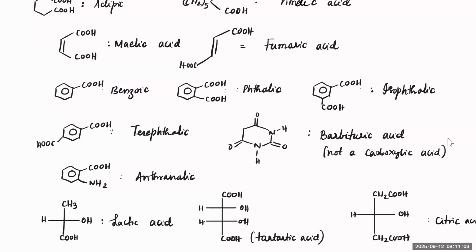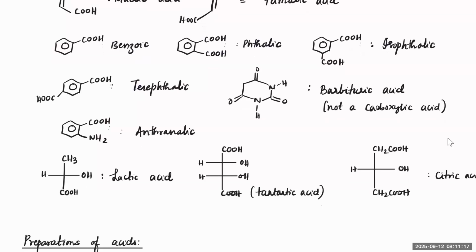Benzene with a COOH is benzoic acid. If you have two COOH groups, it is called phthalic acid. At ortho, it is called phthalic; at meta position, it is isophthalic; at para position, it is called terephthalic. And if you have COOH and NH2, it is called anthranilic acid.